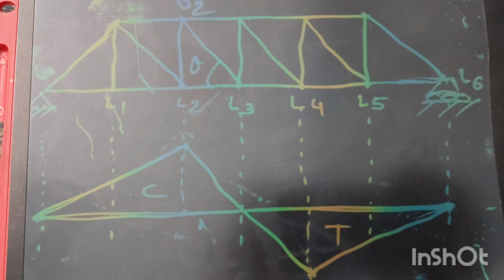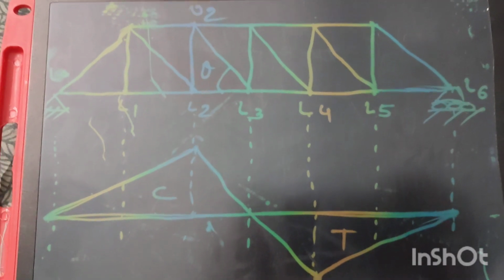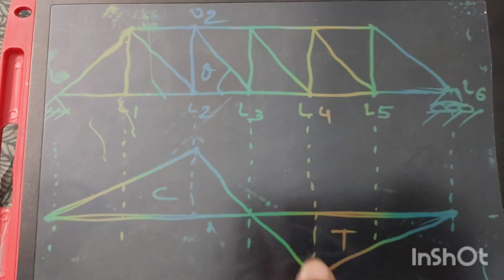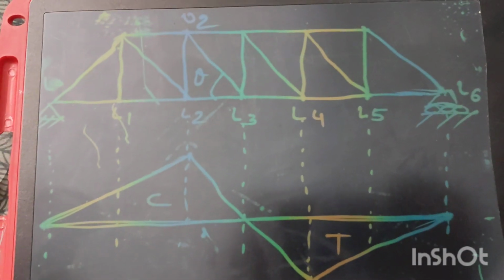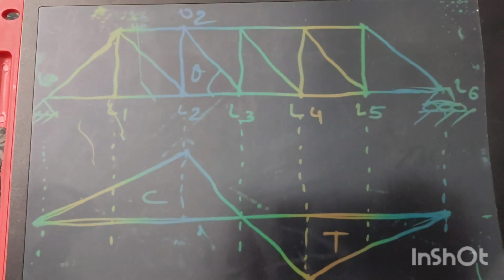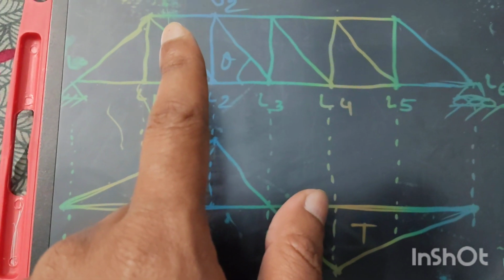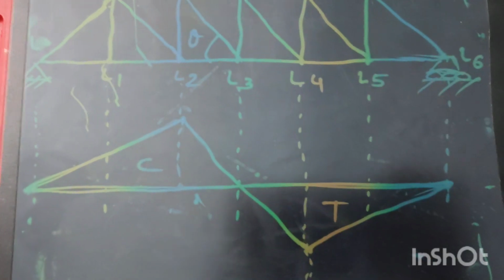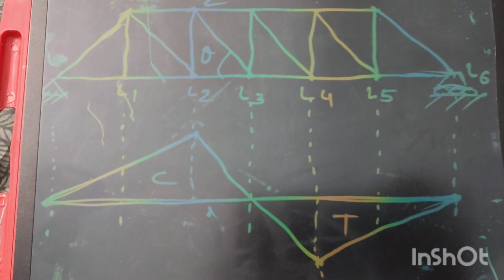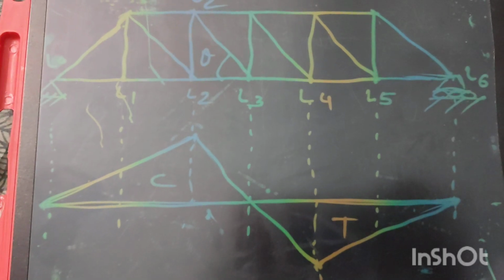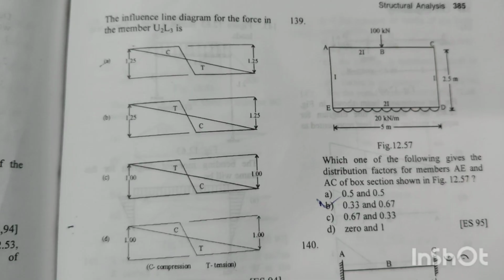If the unit load is at the supports, the force produced in the inclined member U2L3 will be 0, but the force produced in the inclined member U2L3 will change its nature as the load passes from the joint L2 to L3. Okay, and since the structure will deflect or sag under the action of the load, the member will be in compression on one side and in tension on the other. And the ordinate value in compression and tension both will be cosec theta, and the cosec theta value will be equal to 5/4, that means 1.25. Option A is the right answer.